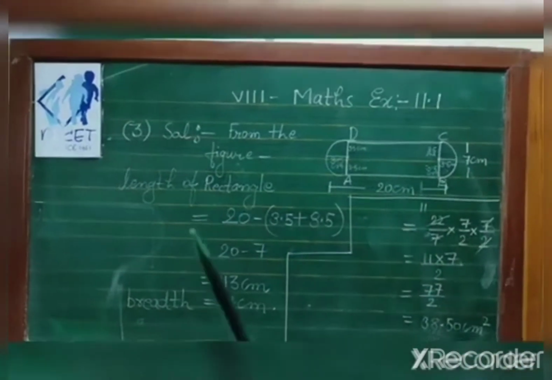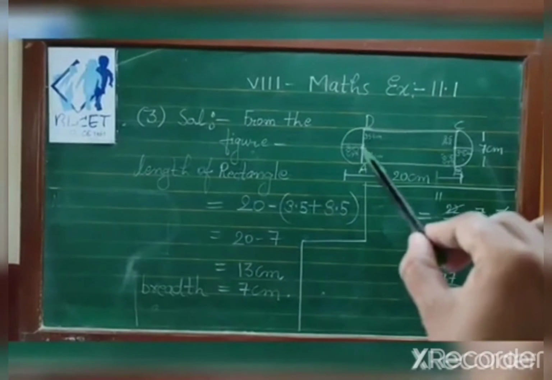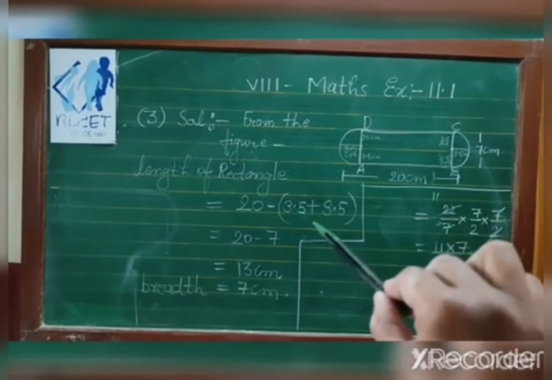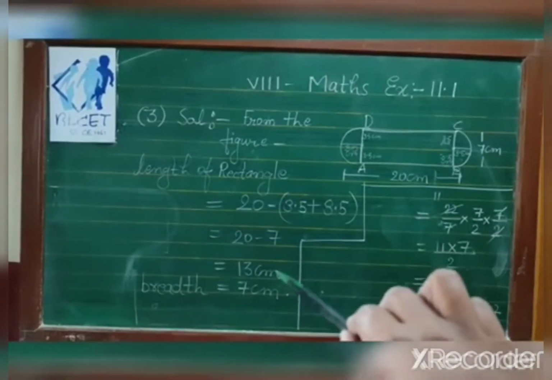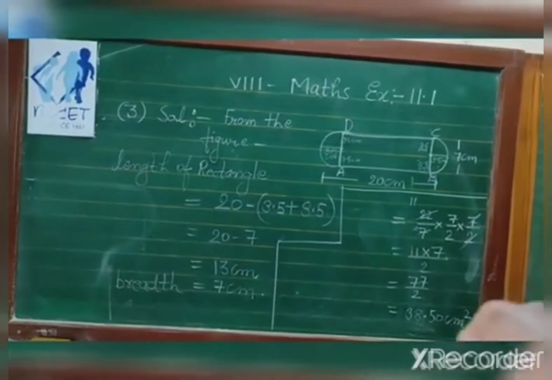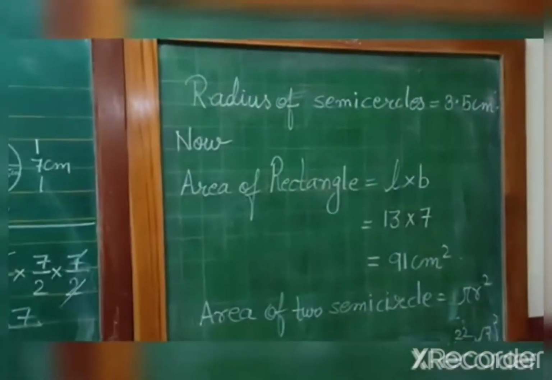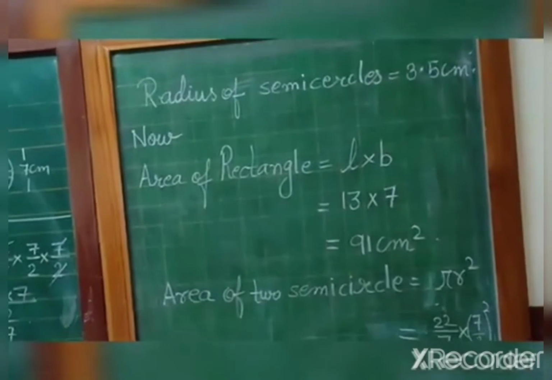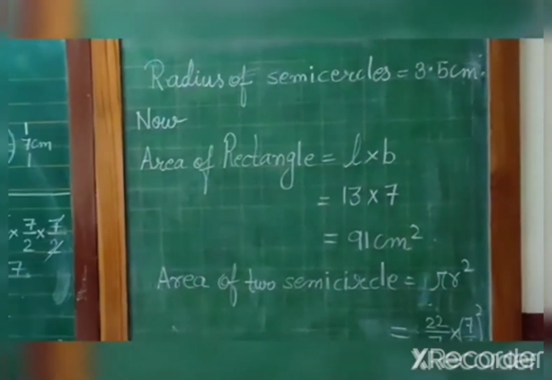Okay. So the length of the rectangle is 20 minus, in the bracket, we are subtracting 3.5 centimeter from this side and 3.5 centimeter from this side. So 3.5 plus 3.5, that means 7. So 13 centimeter is the length of the rectangle, and breadth you can see from here is 7 centimeter. Then area of rectangle is length into breadth, that means 13 into 7, 91 centimeter square.